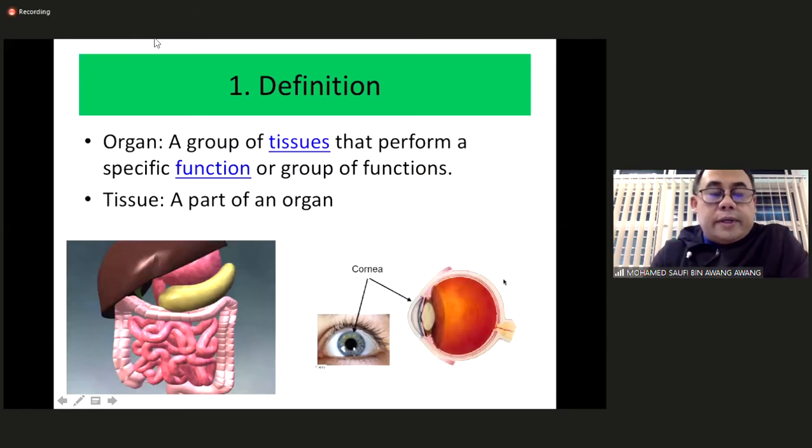Now, an organ is basically a group of tissue that performs a specific function or group function. For example, the liver, the heart, the kidney. So this is considered an organ. When we talk about organ transplantation, it means the whole organ is harvested from the donor and then put into the recipient. Whereas tissue transplantation is a part, for example, like cornea, right?